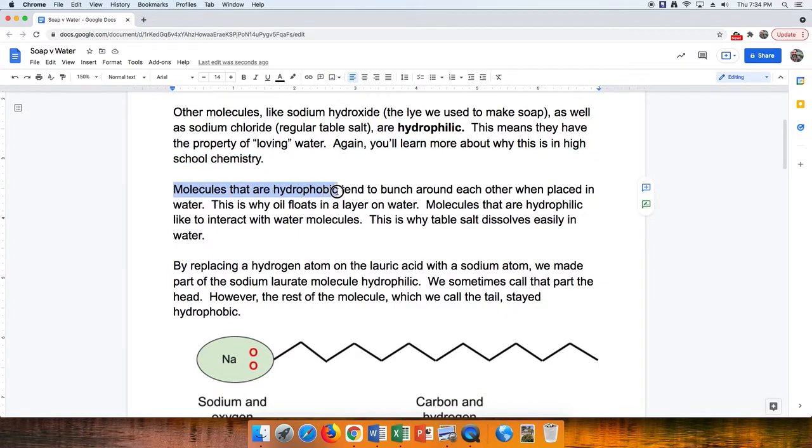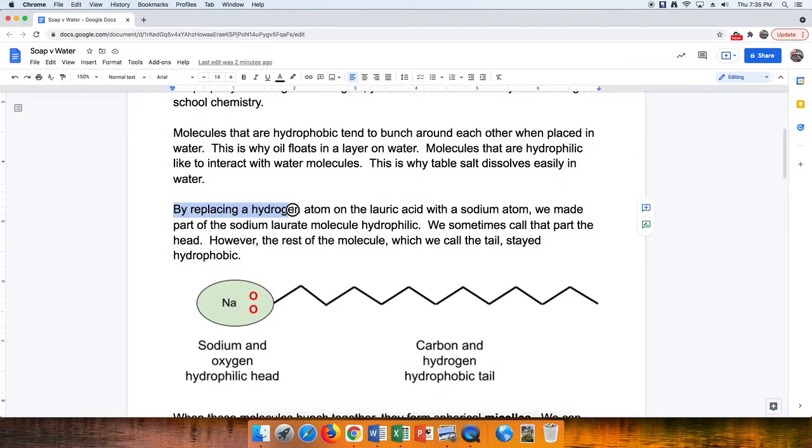Molecules that are hydrophobic tend to bunch around each other when placed in water. This is why oil floats in a layer on water. Molecules that are hydrophilic like to interact with water molecules. This is why table salt dissolves easily in water.